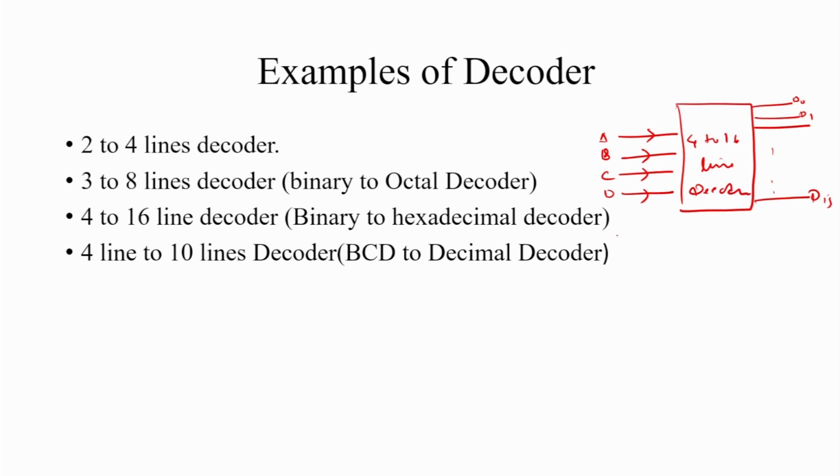So when the input values are all 0, 0, 0, 0, this means D0 is equal to 1 and the rest are 0. Similarly, when the value is 0, 0, 0, 1, this means D1 is 1 and the rest are 0, and so on. This is the block diagram of a 4 to 16 line decoder, also known as a 4 bit binary to hexadecimal decoder.